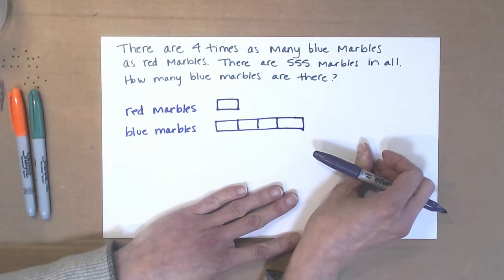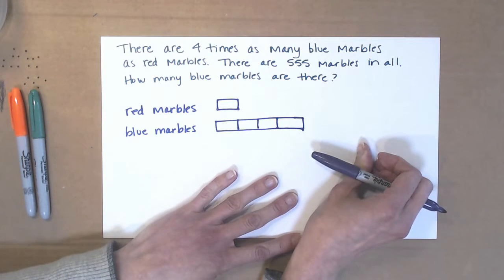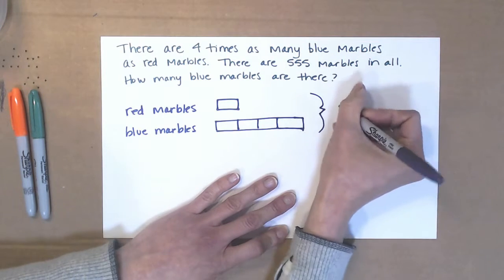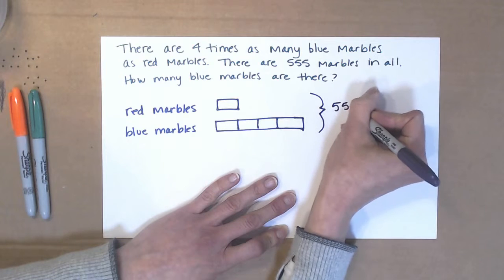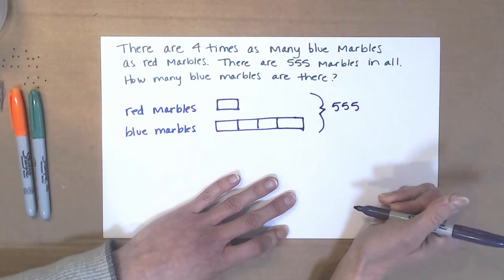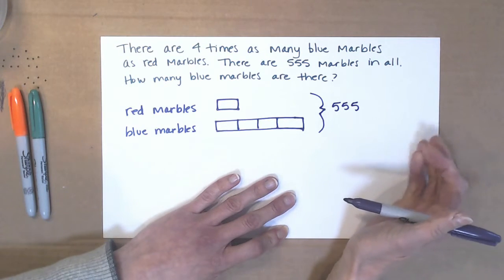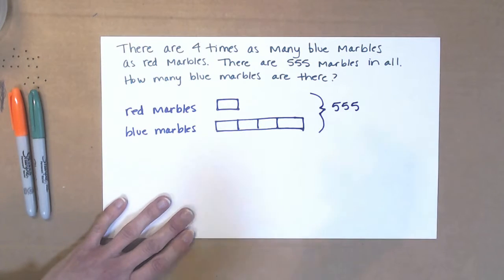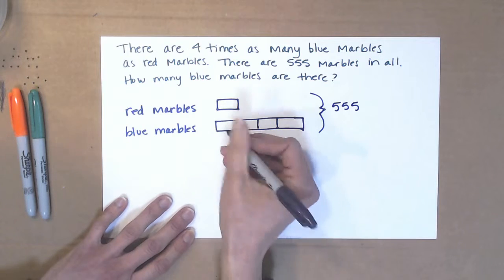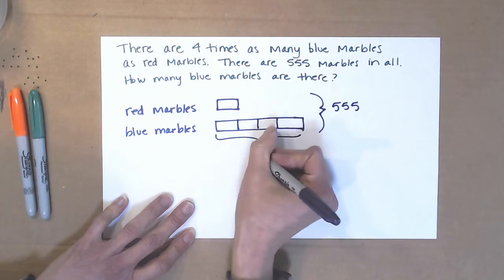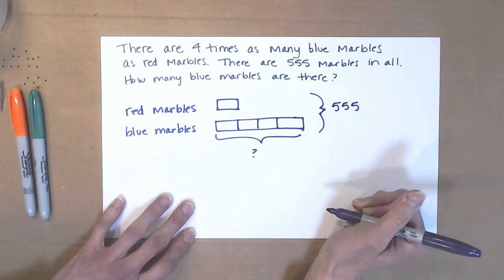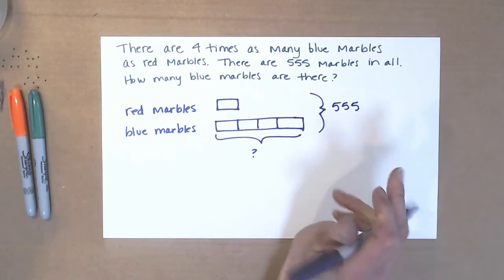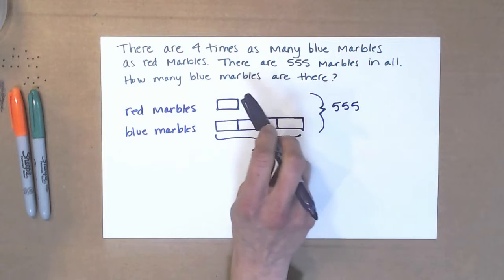What else do we know? We know that there are 555 marbles in all. So I like to use brackets here and label this 555 marbles. Now, what do we need to know? We need to know how many blue marbles are there. So we want to know this amount.